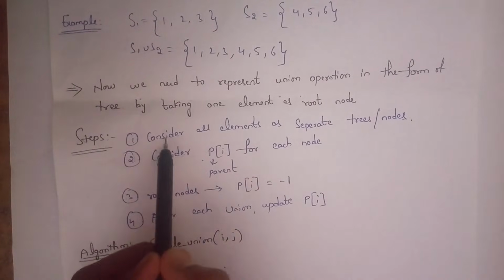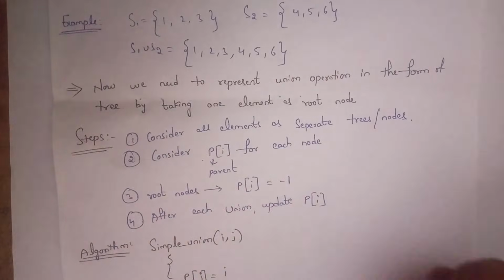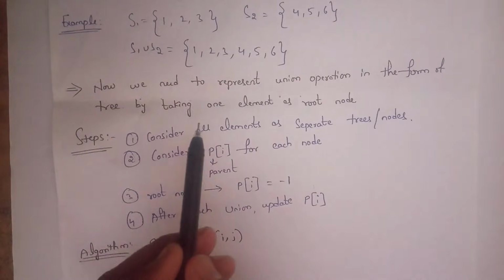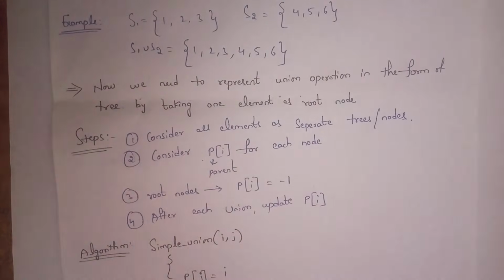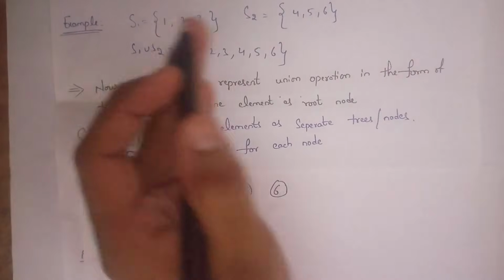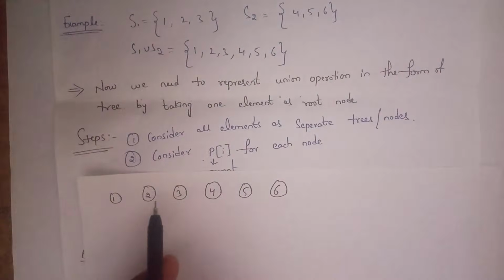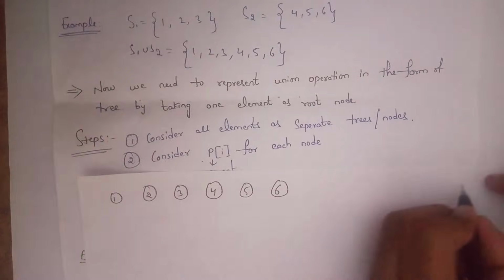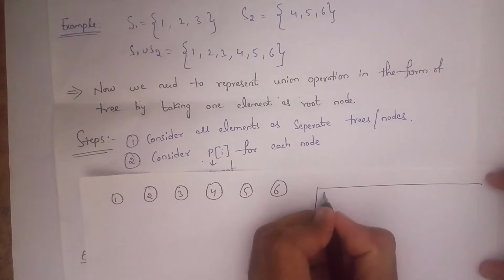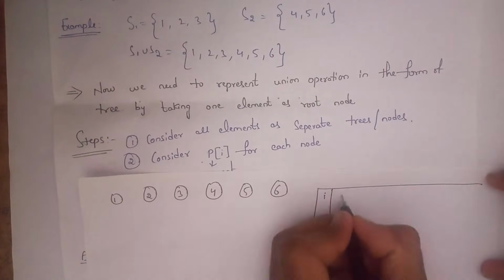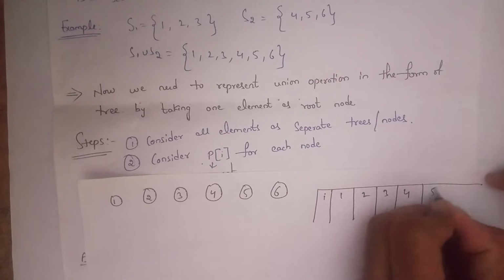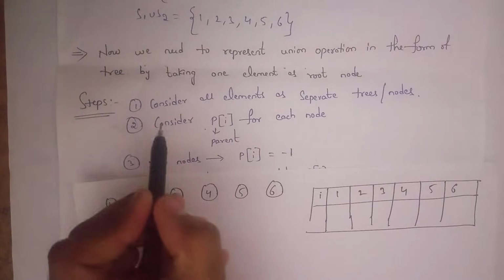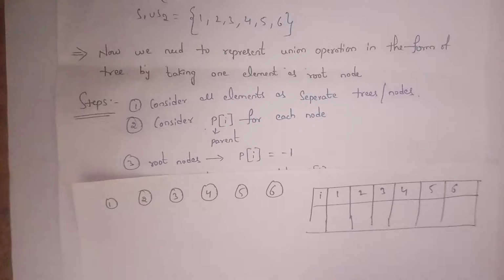First step is to consider all elements as separate trees or nodes. What are the elements? 1, 2, 3, 4, 5, 6. I am considering all of these elements as separate nodes. 1 is a separate node, 2 is a separate node, and 3, 4, 5, 6 are all separate nodes. So draw a table with I, where I stands for elements: 1, 2, 3, 4, 5 and 6. The second step is to consider P of I for each node, where P stands for parent.